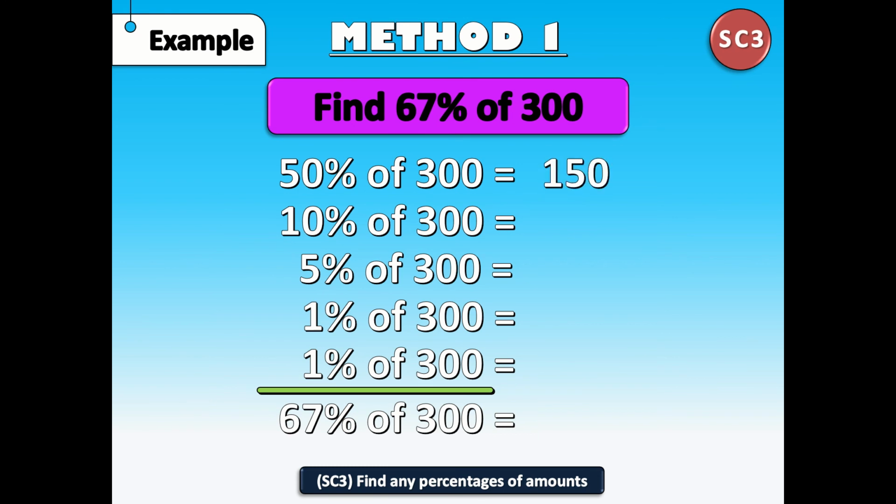So 50% of 300 is 150, 10% of 300 is 30, 5% of 300 is 15, 1% of 300 is 3, and another 1% of 300 would also be 3. So if we add all those together, 67% of 300 is 201.